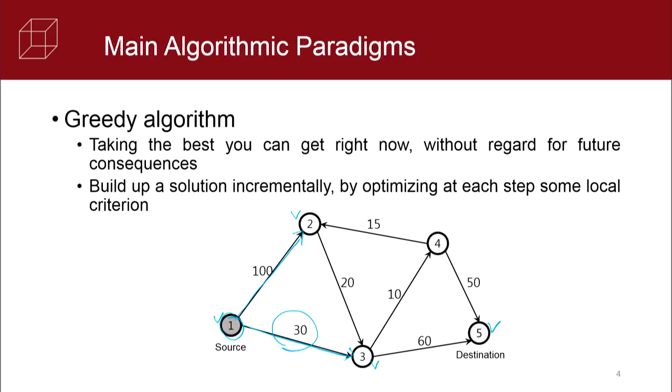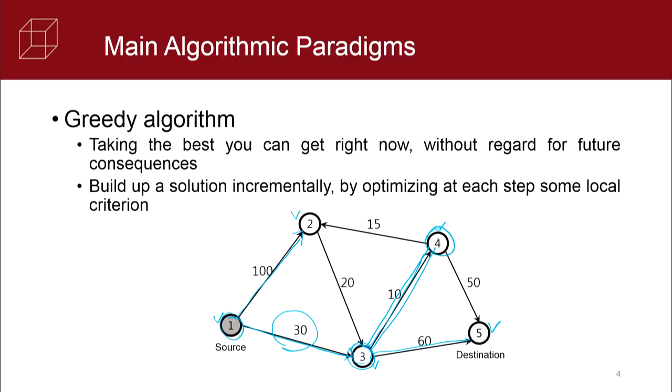1 to 3, right? And you are currently on 3, and you have 2 options to choose, either 4 or 5. It takes 10 and it takes 60. So you may choose the shorter one. That means you choose 4 as the next node to visit, right?